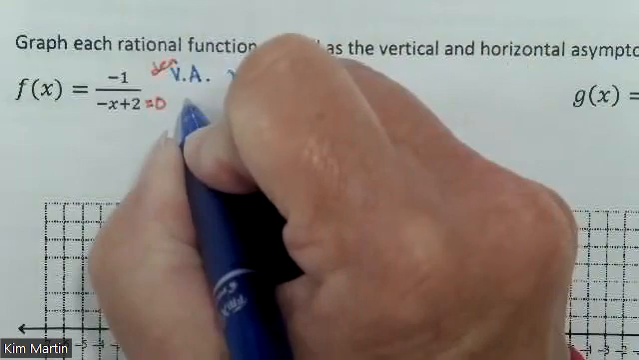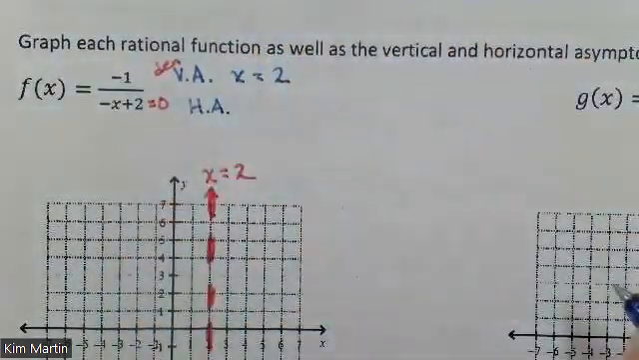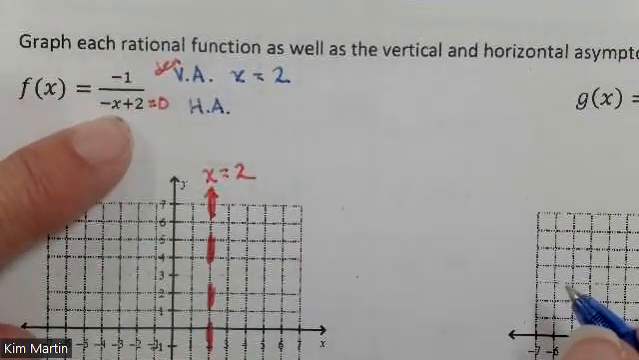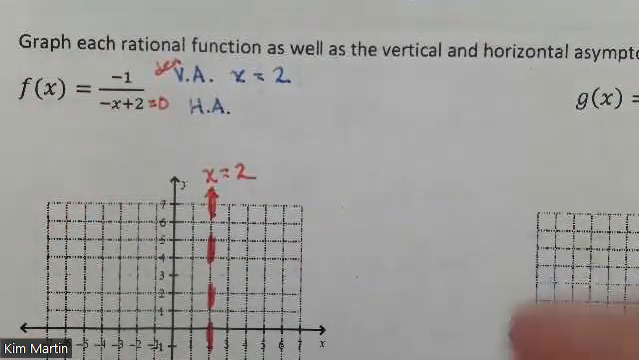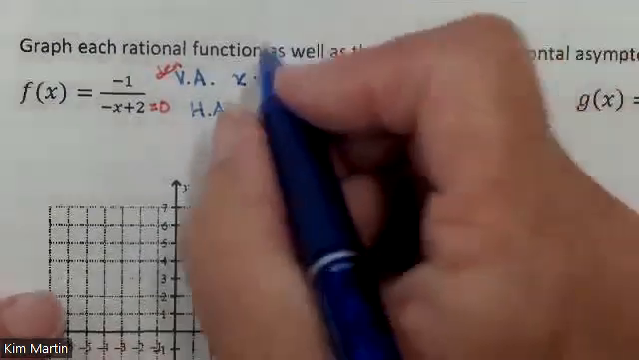Now, my horizontal asymptote. I compare my degrees, right? Just like I did before. This has a degree of 0. This has a degree of 1. So my numerator degree is less than my denominator degree, which means where is my horizontal asymptote?